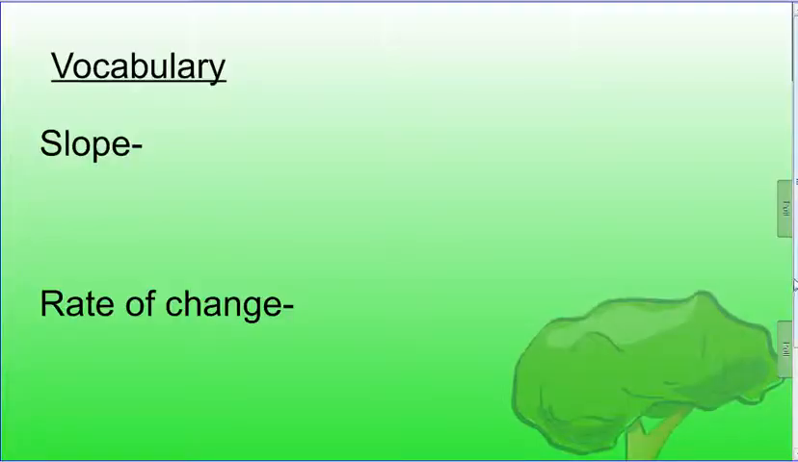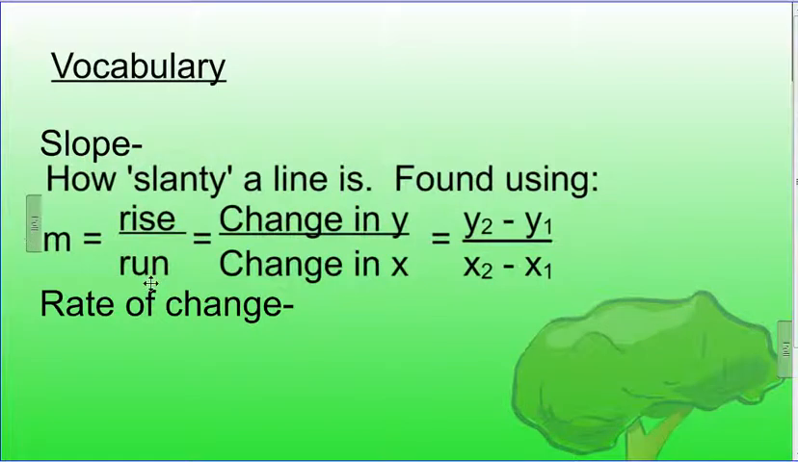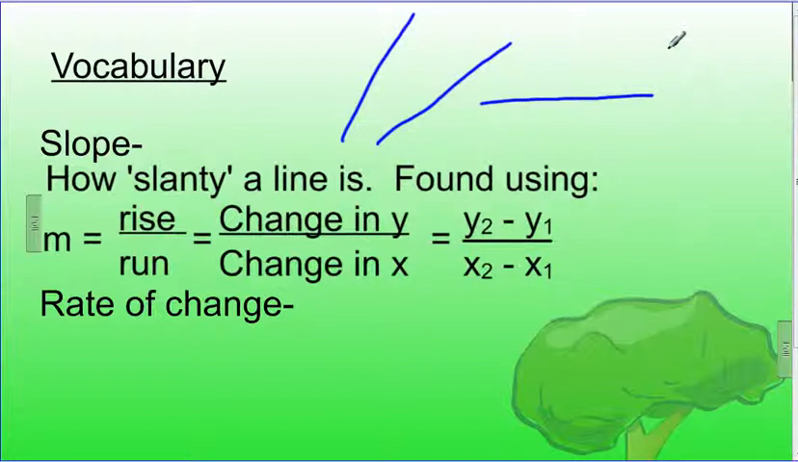Alright, vocab. We got two vocab words here. The first one, slope, is really a big topic in algebra. So the slope of a line is how slanty the line is. So you could have a slope of a line that's really steep, or kind of steep, or flat, or going down like this. It's how slanty it is. And each angle of the line has a different slope. It has a different number.